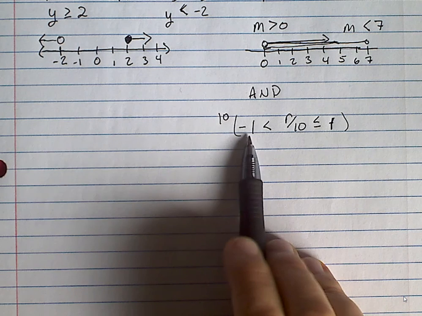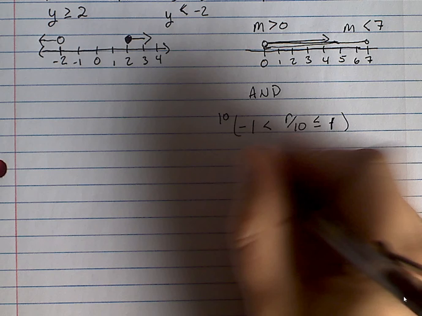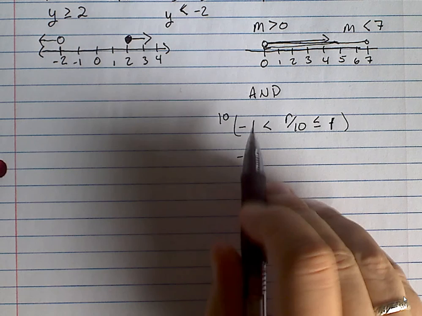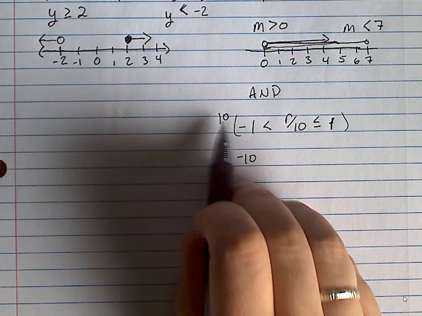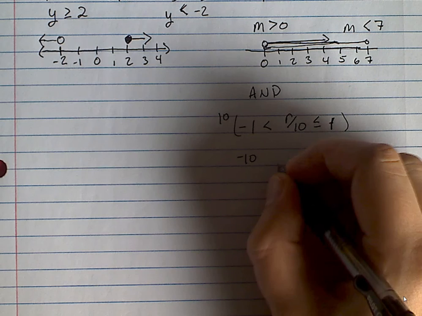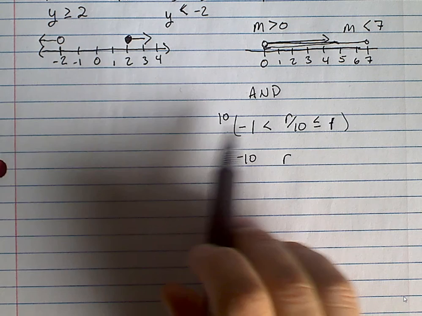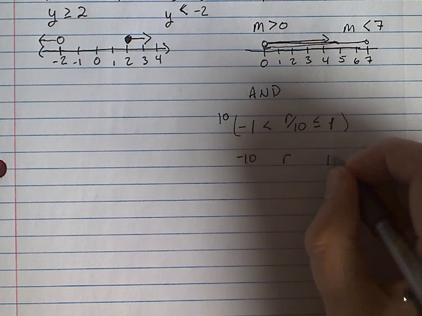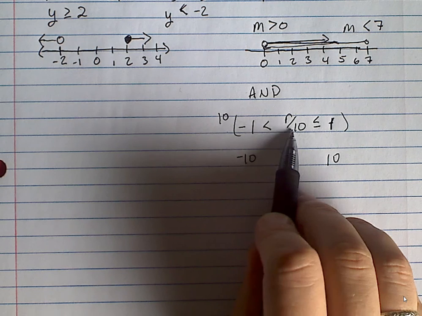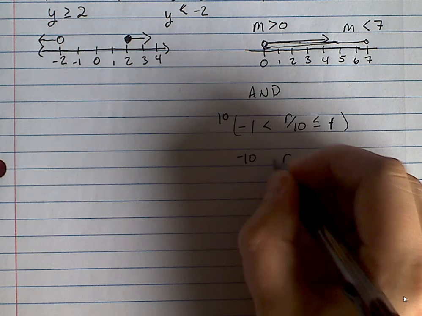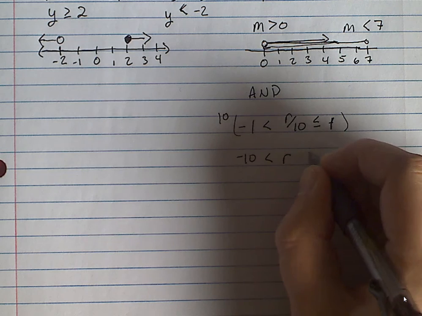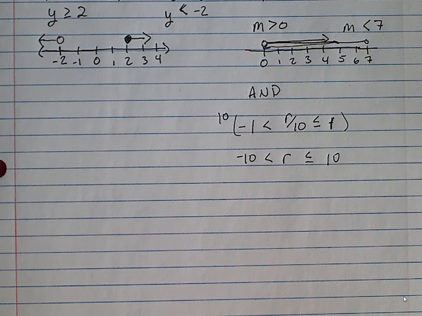So 10 times negative 1 would be what? Perfect. If I multiply 10 times this, the denominator and the number match, so I'm just left with the numerator. And then 10 times 1 is 10. Now the number that's in front of the variable isn't negative, so I don't flip any of these inequalities. I leave them as they are. Kind of, sort of. You guys with me right now?